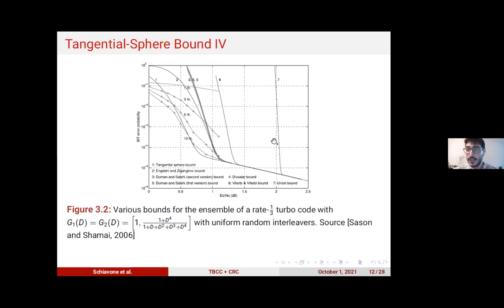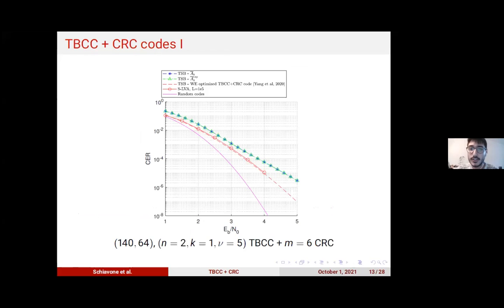Just to give you an idea of the power of this bound, this is the conventional upper bound, the classical union bound that is taught in channel coding lectures. And this one is our tangential sphere bound. As you see, it's really close to the performance of the code, also at lower values of Eb over N0. This is for a rate 1/3 turbo code.